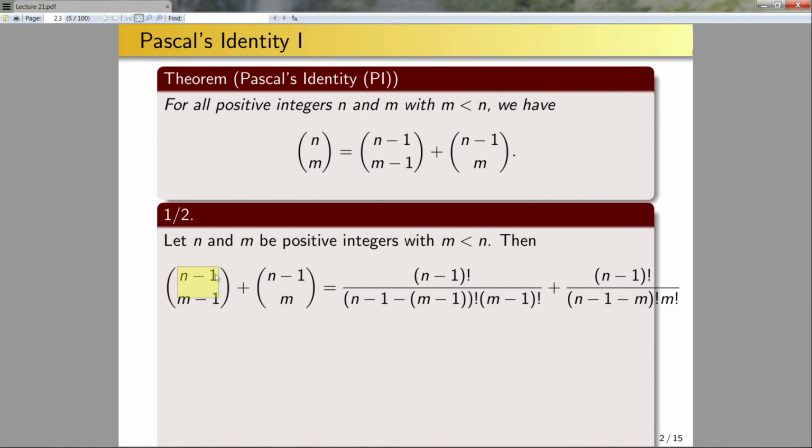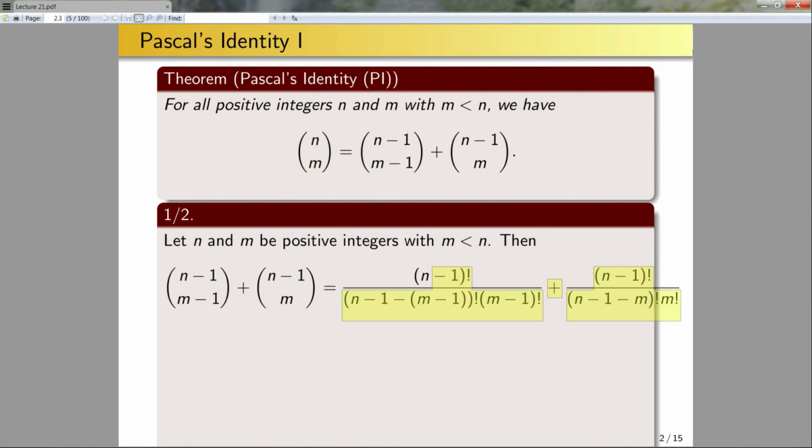I would have this minus this quantity factorial, so n minus 1 minus m minus 1 quantity factorial, check. And I would have that multiplied by m minus 1 factorial here, check. So next I would have n minus 1 factorial, check. n minus 1 minus m factorial, check, and m factorial, check. So now that I have these two fractions, what do I do? Well, ultimately, n choose m is a single fraction, so I want to combine these to be one single fraction.